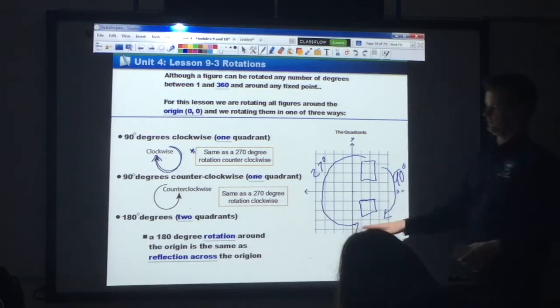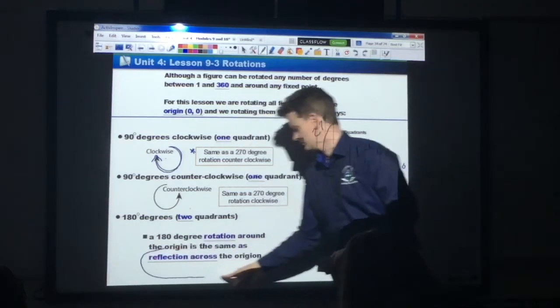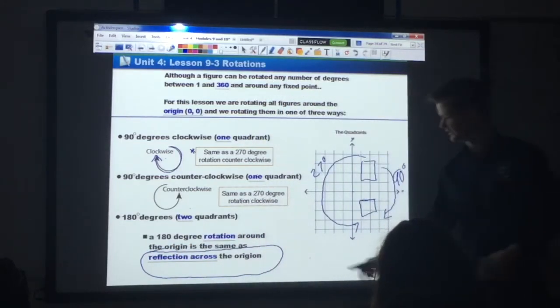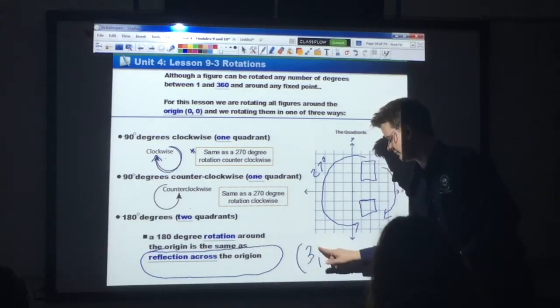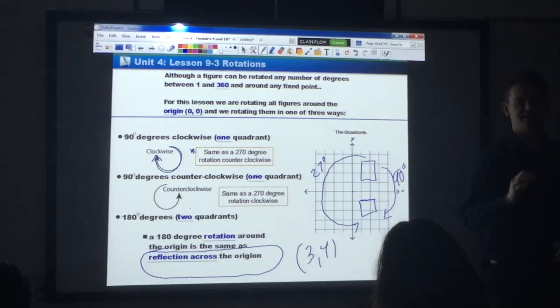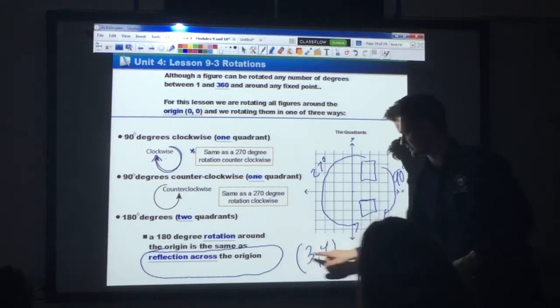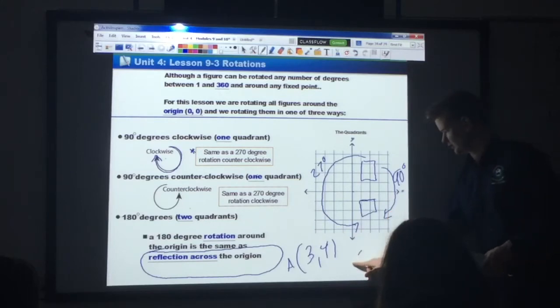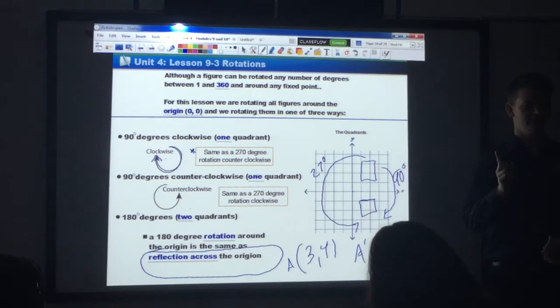And we did this last time. We reflected something across the origin. See who remembers. If you reflect something across the origin, let's just say I've got the coordinate pair 3, 4. If I were to reflect that across the origin, Sophia, what would the new coordinate pair be? If I were to reflect this, let's say this is point A, and I were to reflect that across the origin, what would A prime be? Negative 3, negative 4. Yeah.